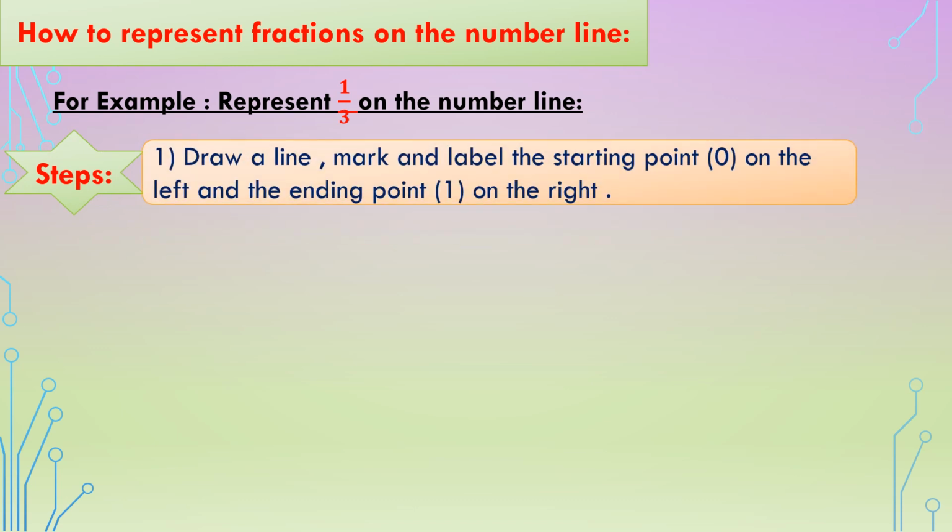Step number 1, draw a straight line like this. Mark and label the starting point 0 on the left side and the ending point 1 on the right side. So, any straight line or any number line has its starting point 0 on the left side and the ending point 1 on the right side.